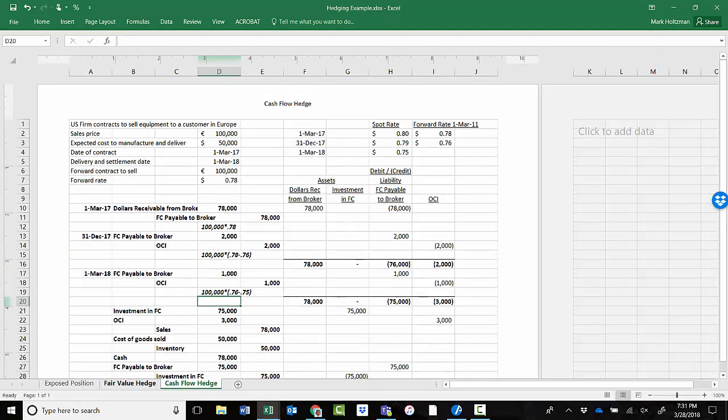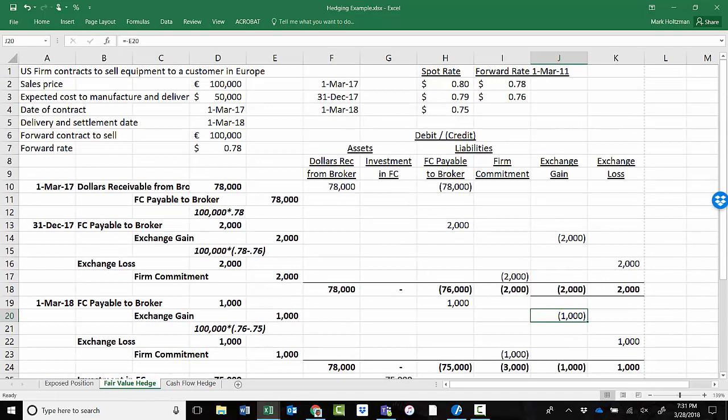Now, by the way, again, I want to be honest with you. This is because I use this transaction here to sell equipment to a customer in Europe. I don't know how many companies are really going to care about the liability value of the foreign currency payable to broker, or how much it's really going to influence the income statement. It's hard for me to construct a real scenario where a company would book this as a fair value hedge, in all honesty. To me, this doesn't quite make sense as a fair value hedge.